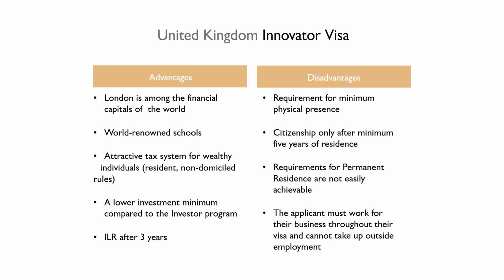So since nobody has achieved indefinite leave to remain through the innovator visa as of yet, this is a new rule. I'm sure there would be some changes, but as of now, the requirements for achieving indefinite leave to remain in 3 years actually do look quite cumbersome.